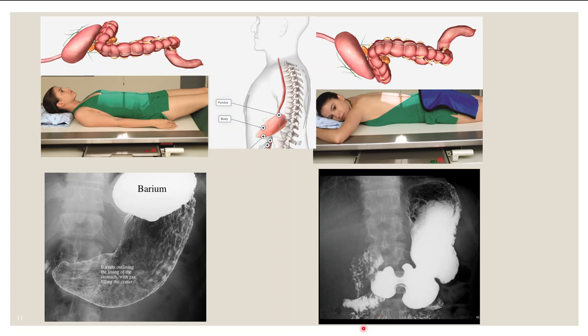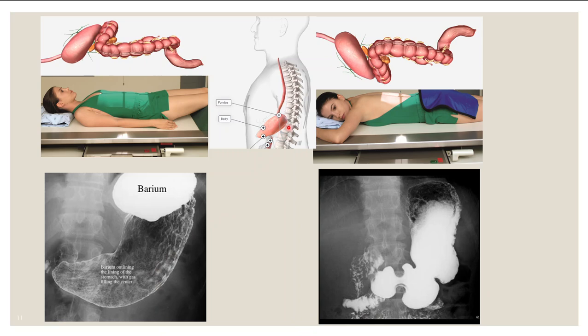Hello, welcome back. This video is to help radiologic technology students understand the distribution of barium and gas in the stomach during an upper GI exam. So the first thing we need to do is look at the stomach and how it lies in our body.